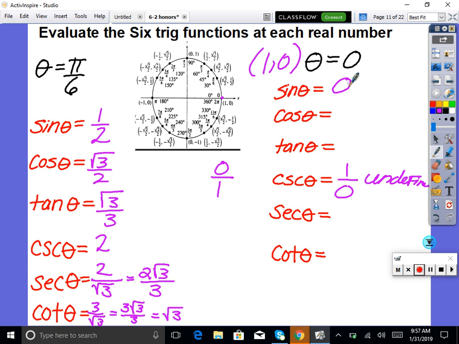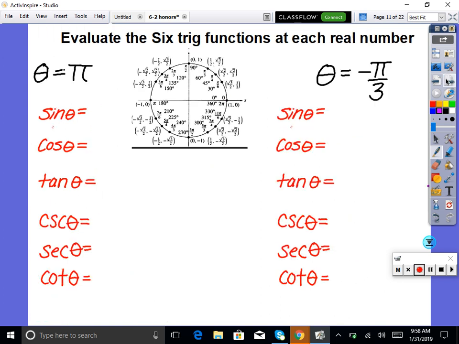Okay, cosine at 0 is 1. Therefore, secant is? 1 over 1. So secant is 1. Then tangent is the y divided by the x. 0 divided by 1, which is 0. Therefore, the cotangent must be undefined. Awesome. Okay, let's just keep going. Try another one here with me. We'll just go quick. Let's just stick together because it's quicker.